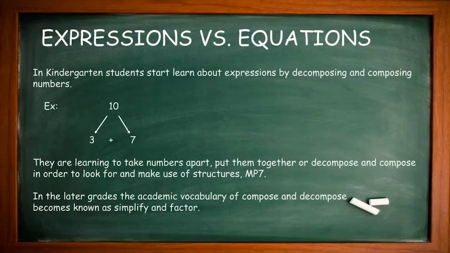In kindergarten, students start to learn about expressions by decomposing and composing numbers. Now let's take a look at the following example. Here they are learning to take numbers apart, put them together, or decompose and compose in order to look for and make use of structure, using mathematical practice number 7. In the later grades, the academic vocabulary of compose and decompose becomes known as simplify and factor.